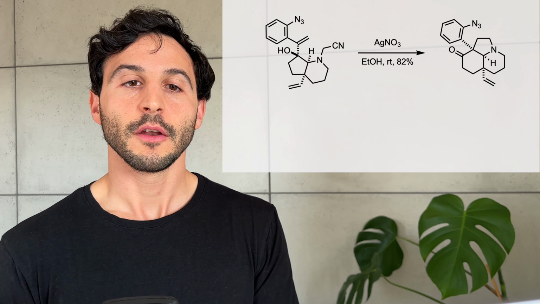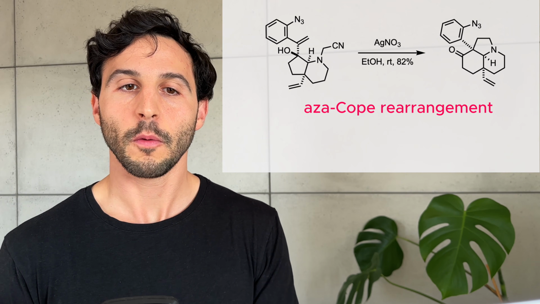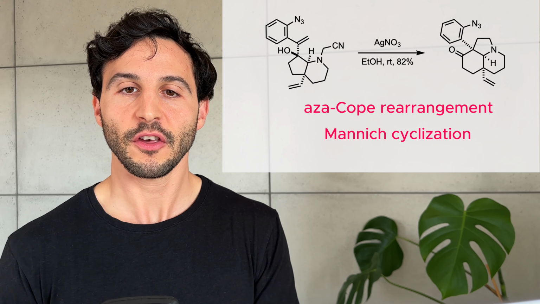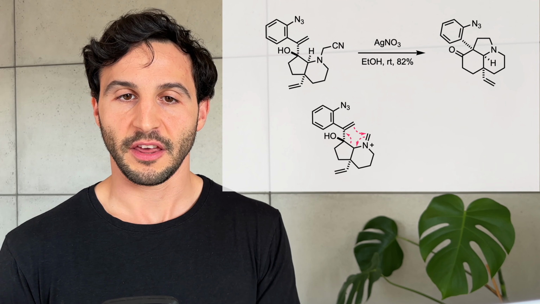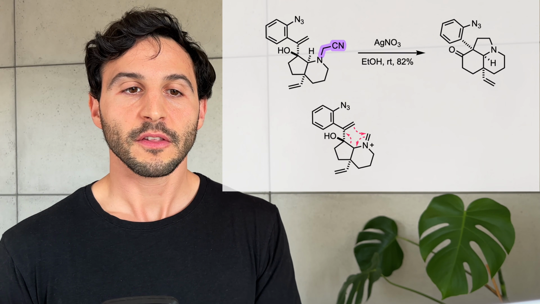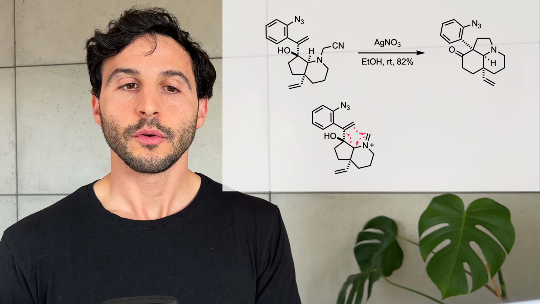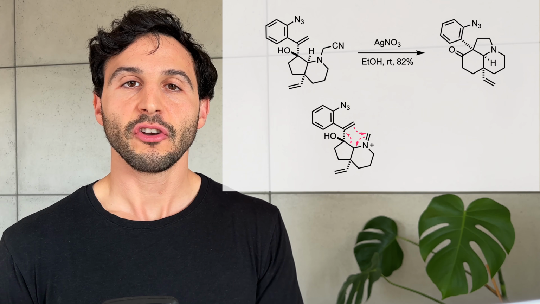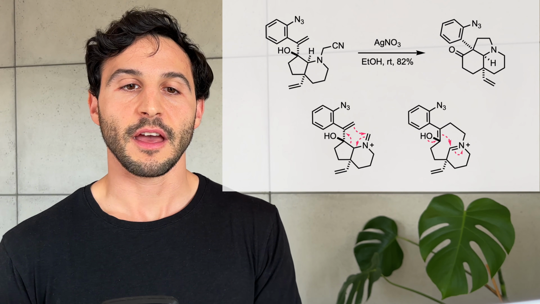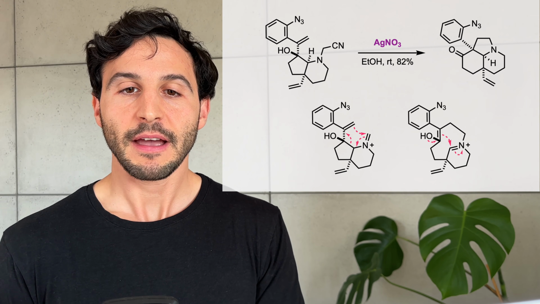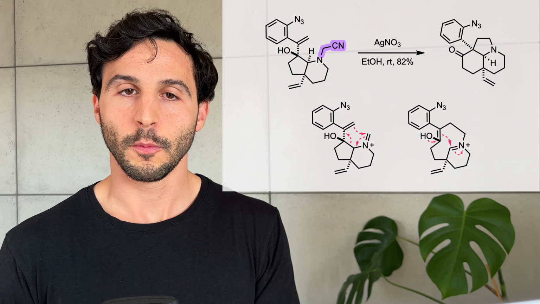Exposing the substrate to silver nitrate in ethanol initiates a tandem aza-Cope rearrangement Mannich cyclization via a formaldiminium ion intermediate. Here, the cyanomethyl group serves both as a nitrogen protecting group and as a precursor to the formaldiminium ion that triggers the aza-Cope Mannich reaction. In this case, silver nitrate effectively traps cyanide, activating the cyanomethyl group.